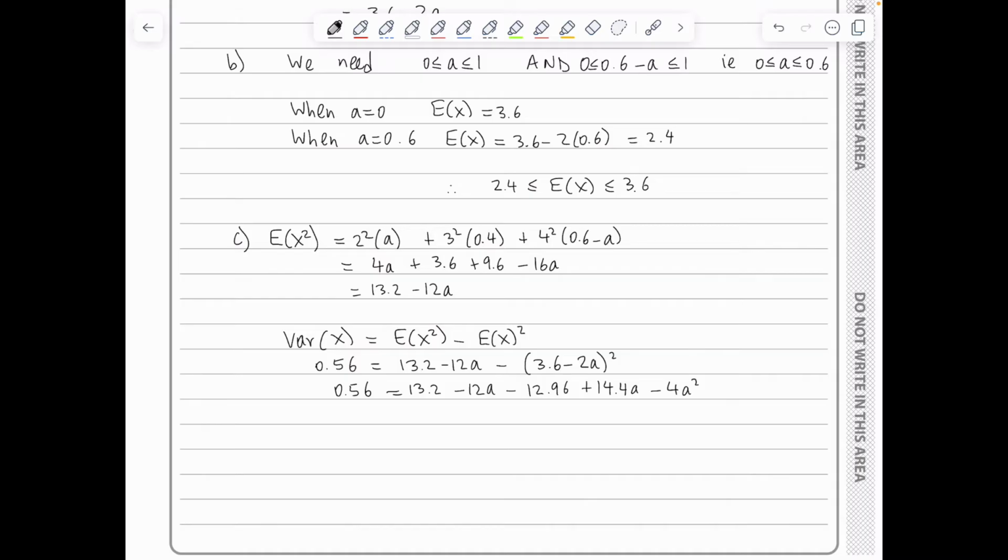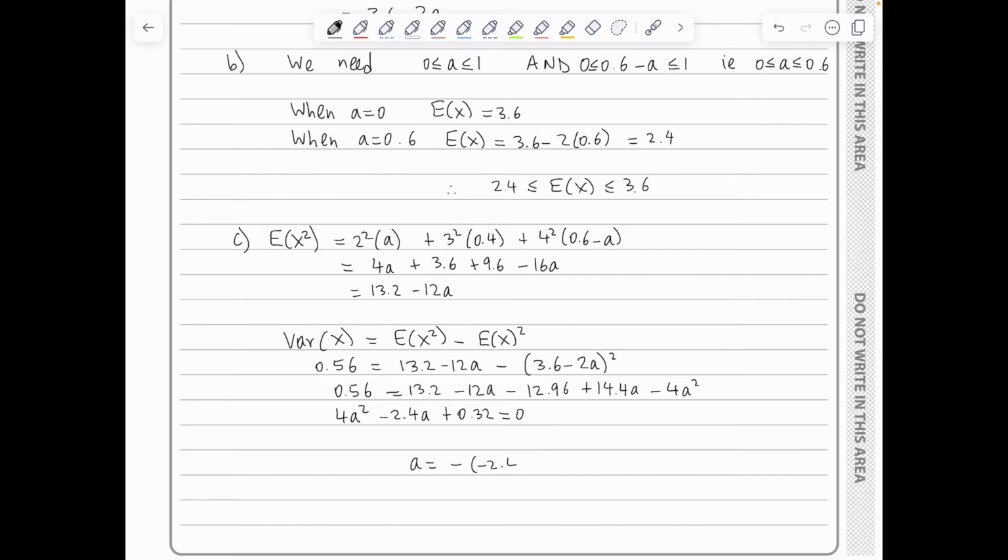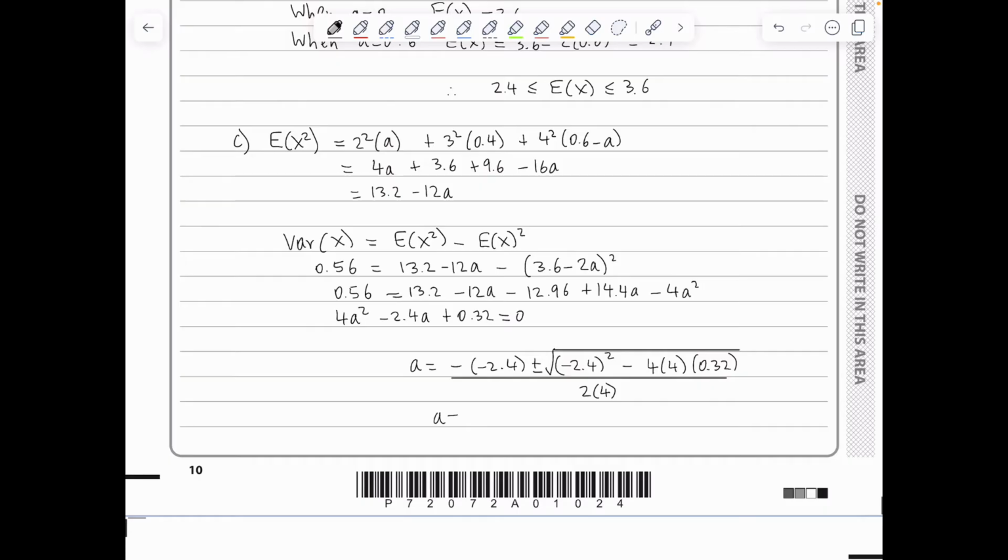I will collect everything on the left-hand side to get a quadratic in a, so 4a squared minus 2.4a plus 0.32 is 0, and I'll be using the quadratic formula to determine the possible values for a. So we have that a is minus negative 2.4 plus or minus the square root of negative 2.4 squared minus 4 times 4 times 0.32, all divided by 2a, which is 2 times 4. This gives the answer for a being 0.4 or a being 0.2.